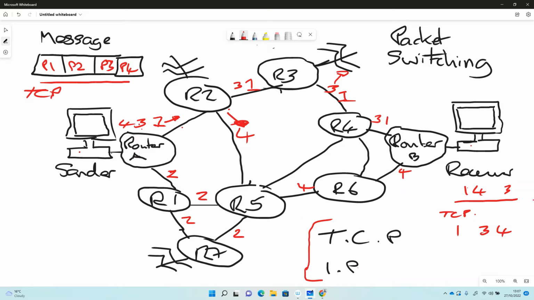So TCP/IP packets have something called a hop count, and every time it goes to a different router, we add 1 to the hop count. When the hop count gets to a certain level, we know there's been a problem, and that packet just gets destroyed. So at this end, packet 2 didn't arrive.